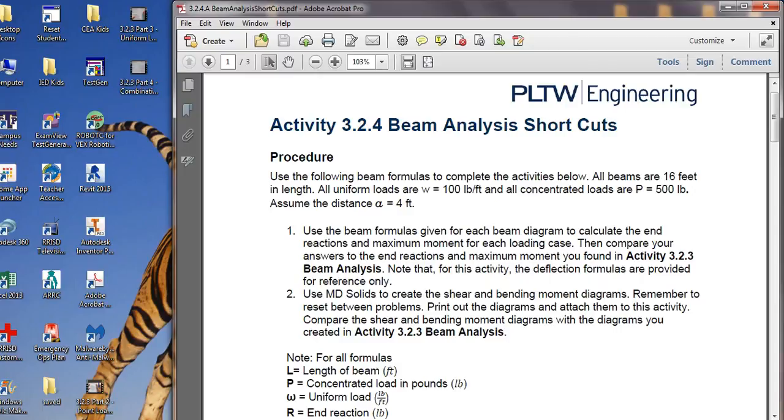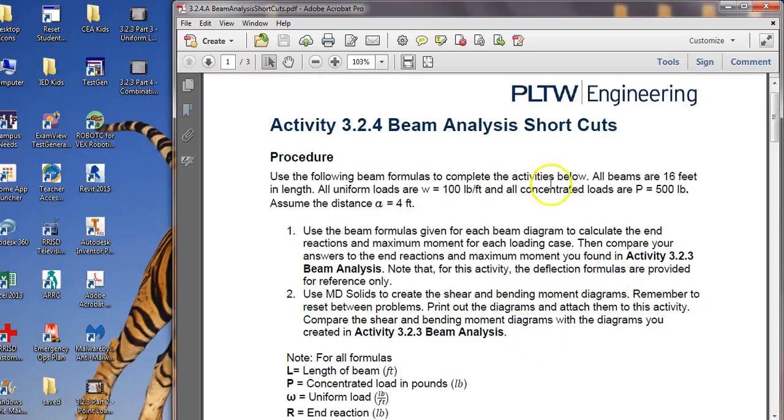We did our shear and moment diagrams last time, and as you saw, there were quite a few steps to that. So on here, we're going to use both formulas, and I'm going to show you the formulas, and we're going to use a program called MD Solids, which is a very powerful program, and I'm just going to show you how to use it to create the beam and the shear and moment diagrams on MD Solids.